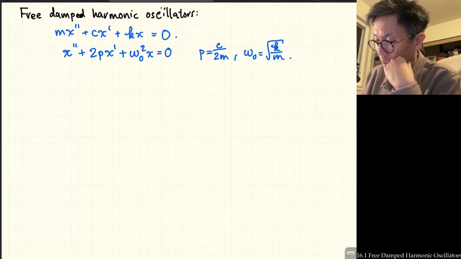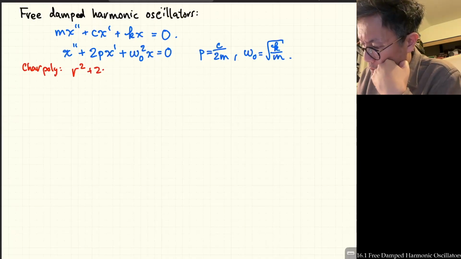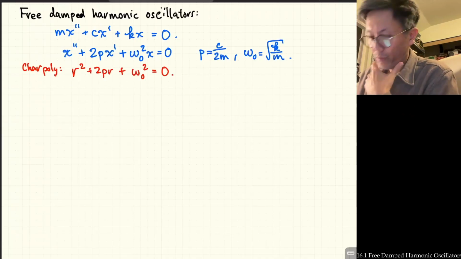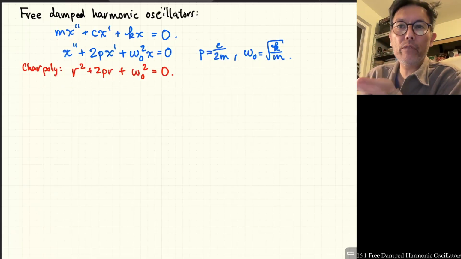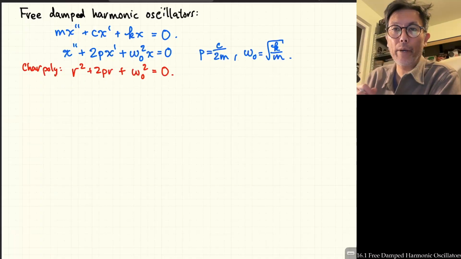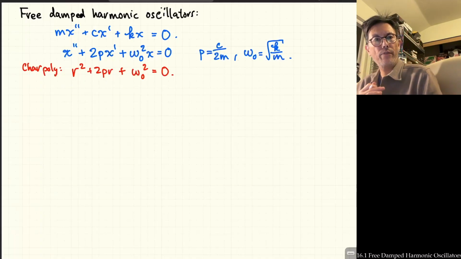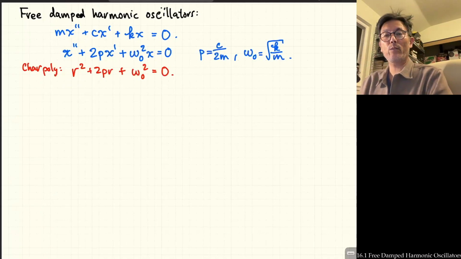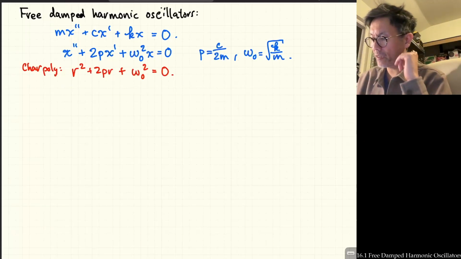Now we can write down the characteristic polynomial. And we get r squared plus 2pr plus omega naught squared is equal to 0. And remember that the nature of the solution to our differential equation, and hence to our harmonic oscillator, depends on the nature of the roots of this characteristic polynomial. And what determines the nature of the roots is, of course, the discriminant. We'll get to all of this.